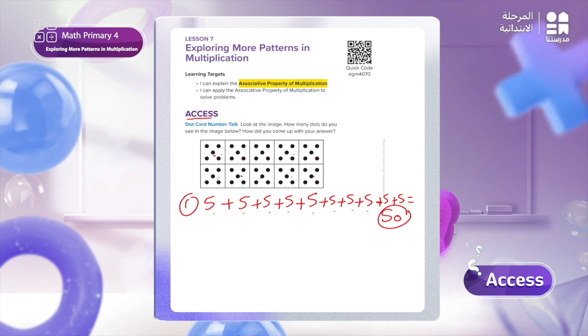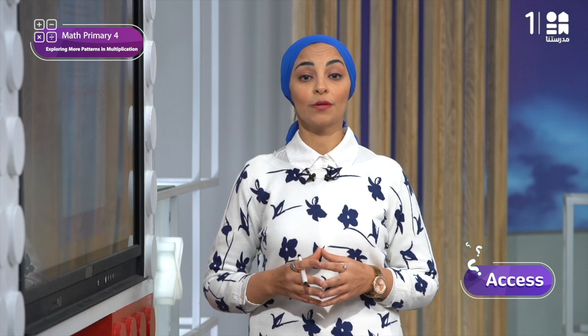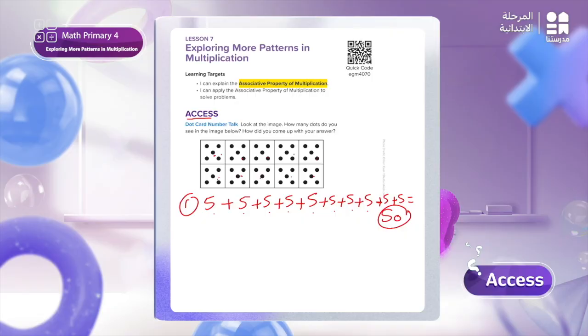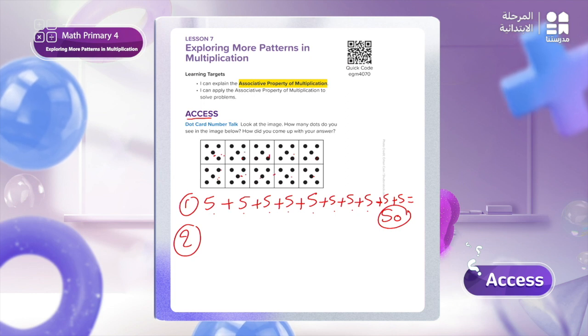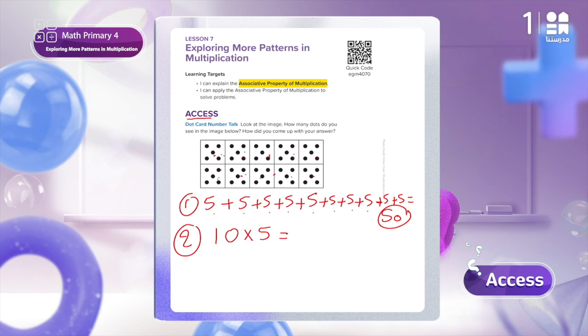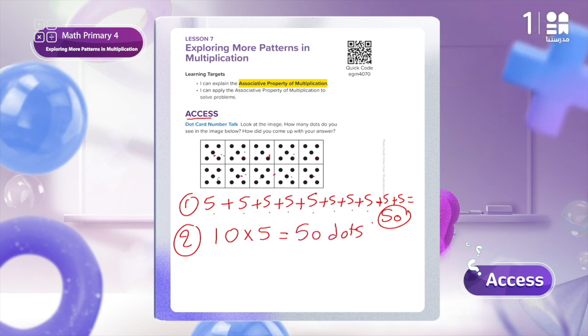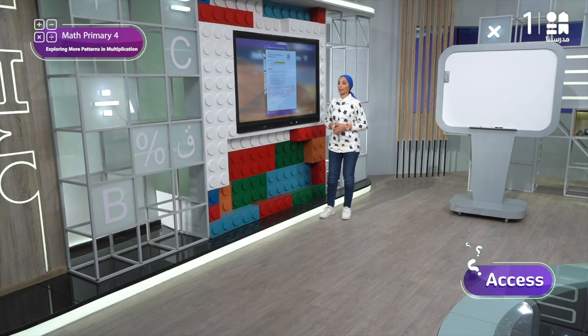Can someone else solve it a different way? They might say that I have 10 cards, and each card has 5 dots. So what do we do? We multiply 10 times 5, right? Again, I have 10 cards, each card has 5 dots. So I do 10 cards times 5 dots, which gives me 50 dots also. The same answer. This is another way.